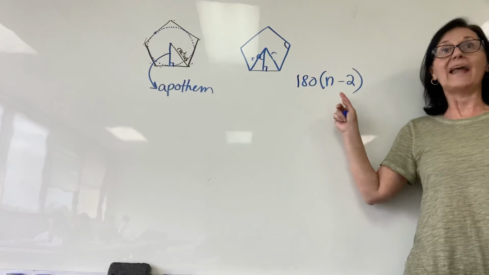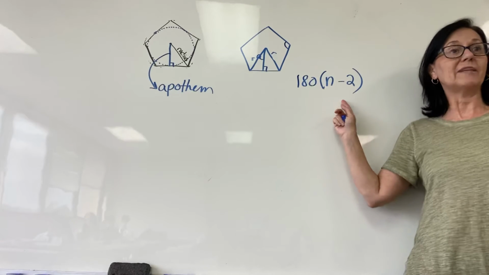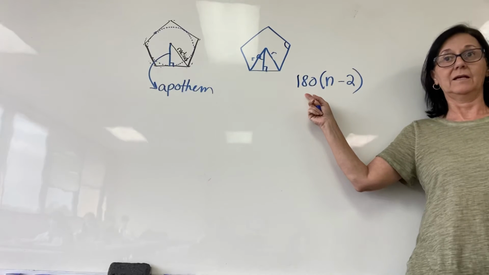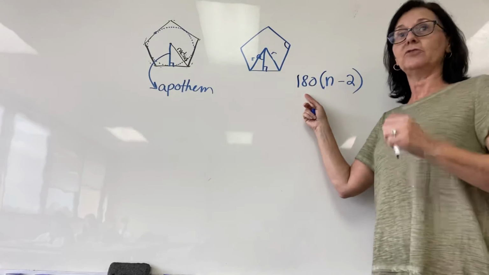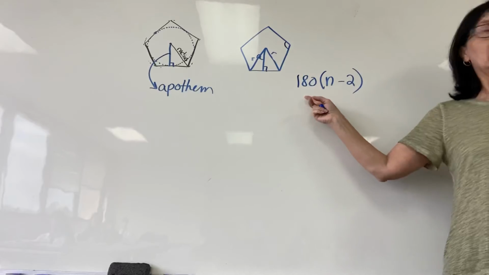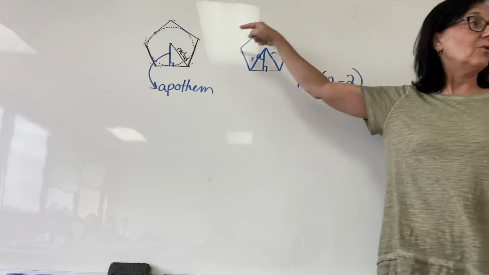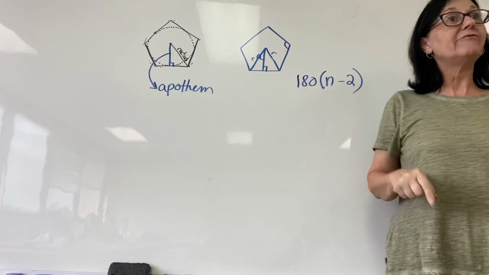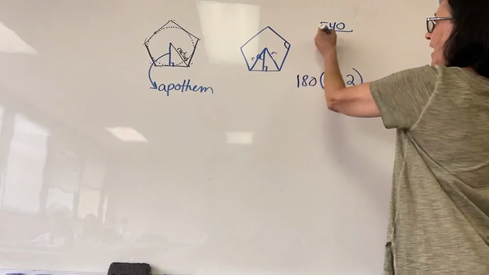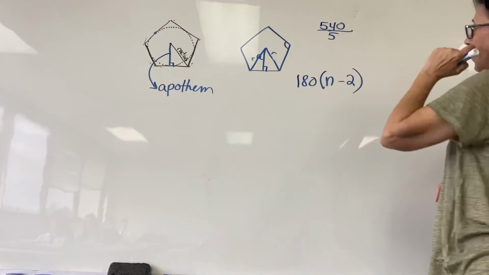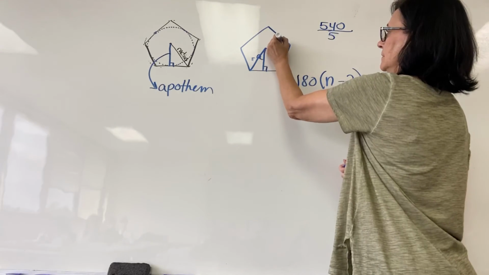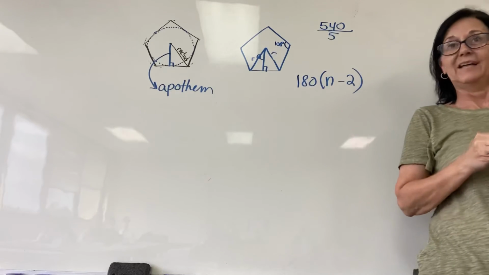360. Okay, now we have a pentagon. It's five-sided. 5 minus 2, 3. 3 times 180. You jumped to 540. That's right. So all of the angles would add up to be 540. But one of the angles would be 540 divided by 5 angles. So what is that? 108. Each one will be 108 degrees. Okay? That's the formula.